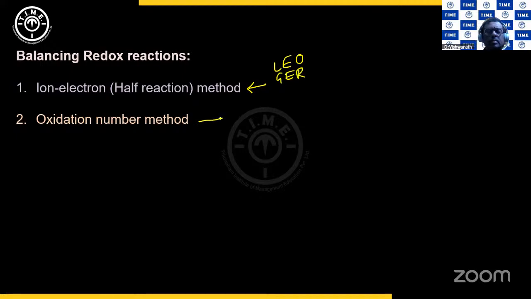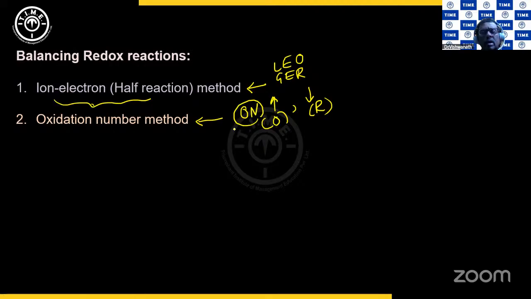And the oxidation number method is based on the oxidation number changing. Either it increases for oxidation or decreases for reduction. So this is oxidation and this is reduction. So the oxidation number method requires a knowledge of oxidation number, right? Whereas the ion electron method doesn't require any knowledge of oxidation number, right? All that we need to do is balance a reaction by doing an oxidation and reduction in terms of loss of electrons or gain of electrons respectively. Now, shall we move on to the first method, the ion electron method?